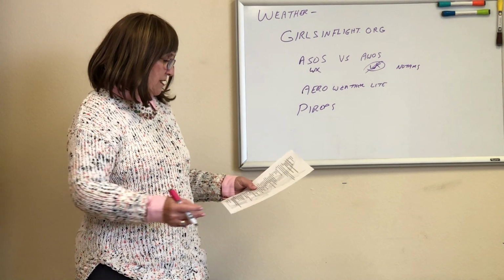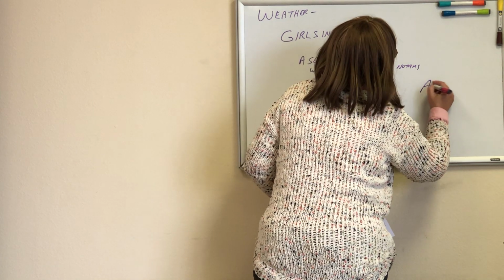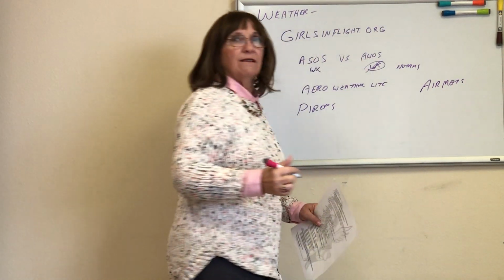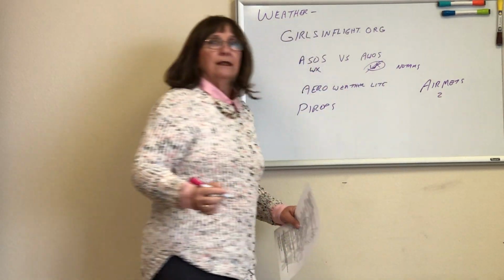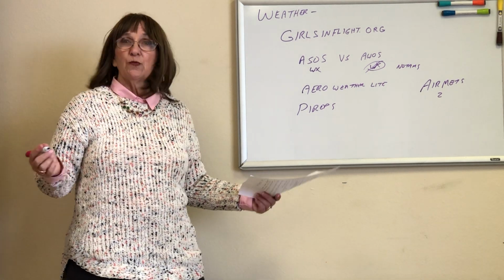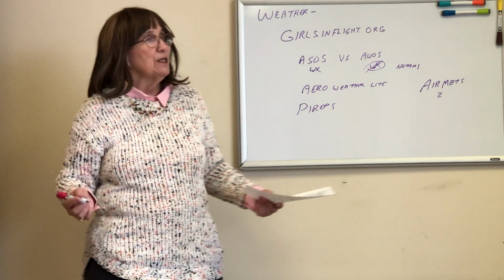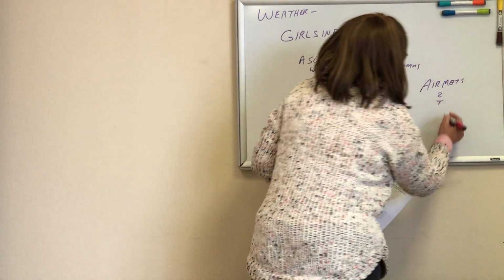AIRMETs, SIGMETs, and convective SIGMETs. Okay, so AIRMETs, we have 3 kinds of AIRMETs. We have an AIRMET Zulu. AIRMET Zulu is for icing, freezing stuff. So if you get an AIRMET Zulu and you're in a Cherokee or a 172, you're done, essentially. Okay, we have an AIRMET Tango.